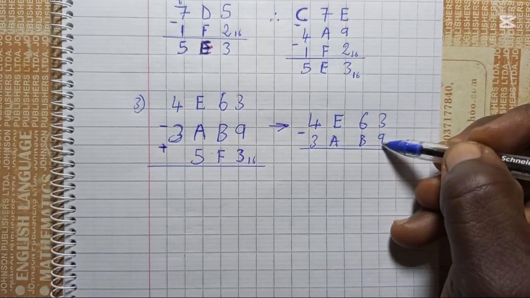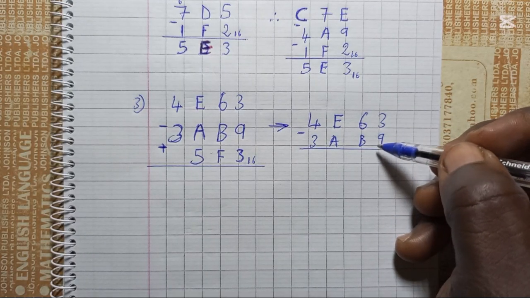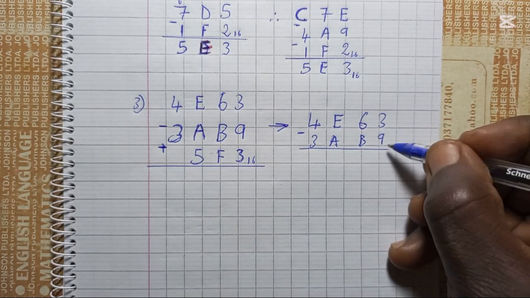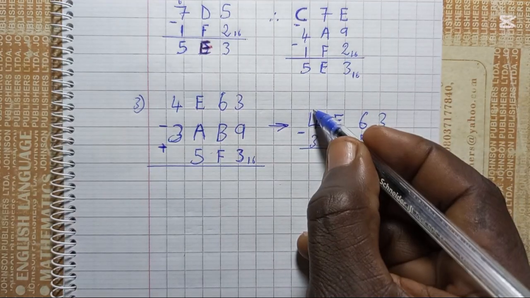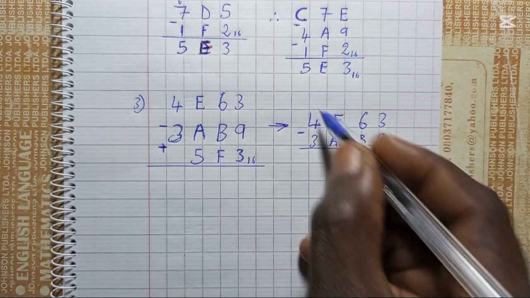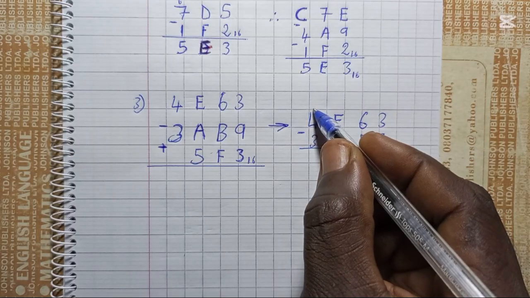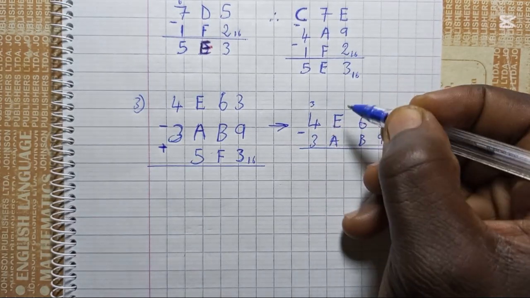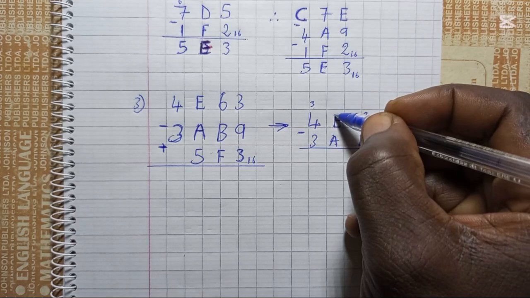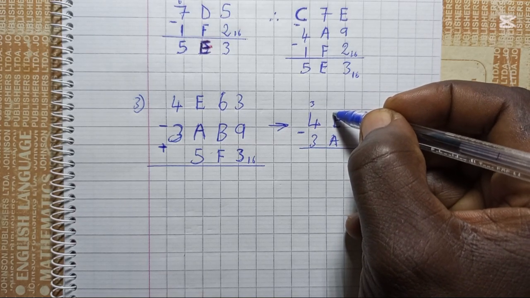Now 3 minus 9 is impossible. So what we're going to do is borrow, remember we're working in base 16. We're going to borrow 1 from this 4. Remove 1 here, and 3 will remain. That one, on getting to this place, is 16.